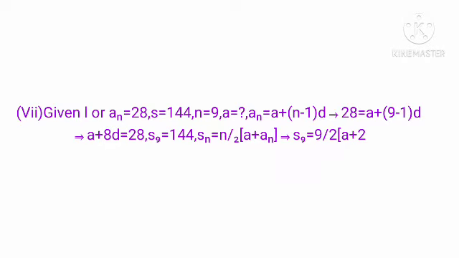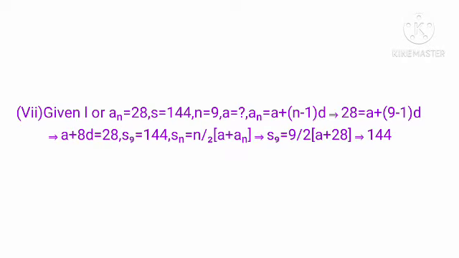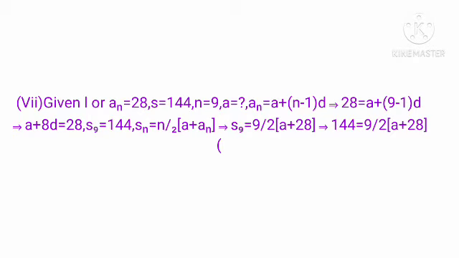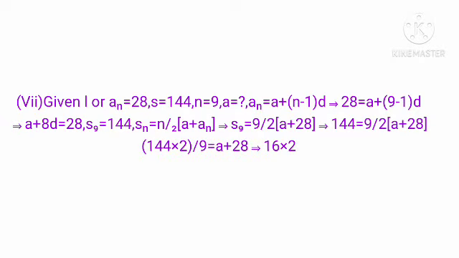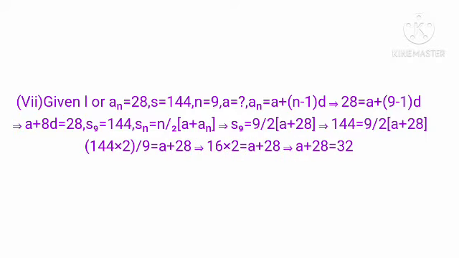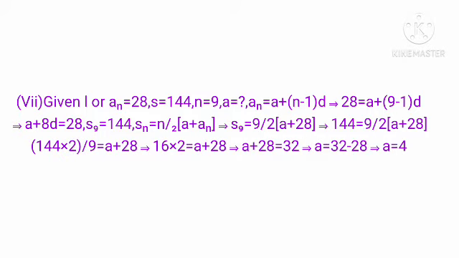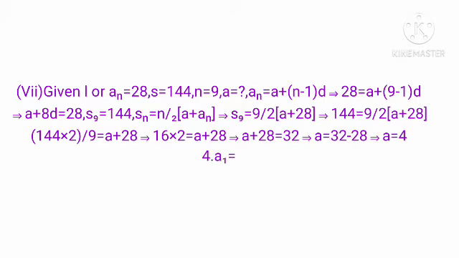S9 is equal to formula n by 2 into a plus an. S9 is equal to 9 by 2 into a plus 28, implies 144 is equal to 9 by 2 into a plus 28. So 144 into 2 cross multiply by 9 is equal to a plus 28, that implies 16 into 2 is equal to a plus 28. Implies a plus 28 is equal to 32, implies a is equal to 32 minus 28, that implies a is equal to 4.